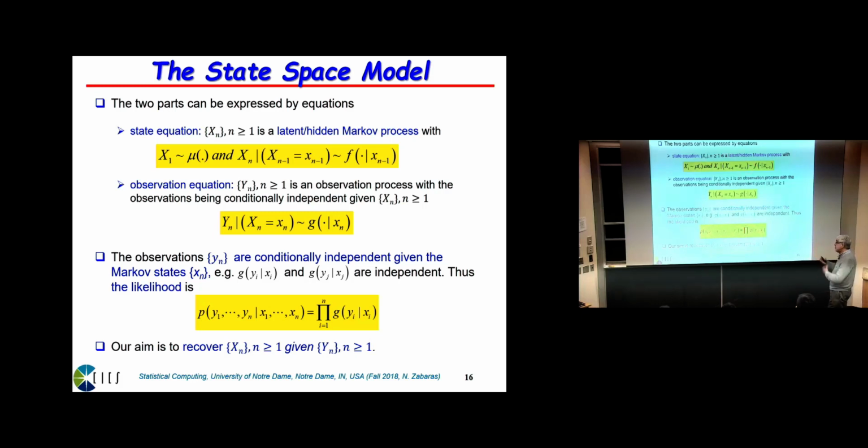In essence, multiply them together and you get the posterior of x, and there, given the observations, you can compute the posterior of the x's, or maybe point estimates if that's of interest. So the problem is to recover the values of xn for n greater than or equal to 1 if we know the observations yn.